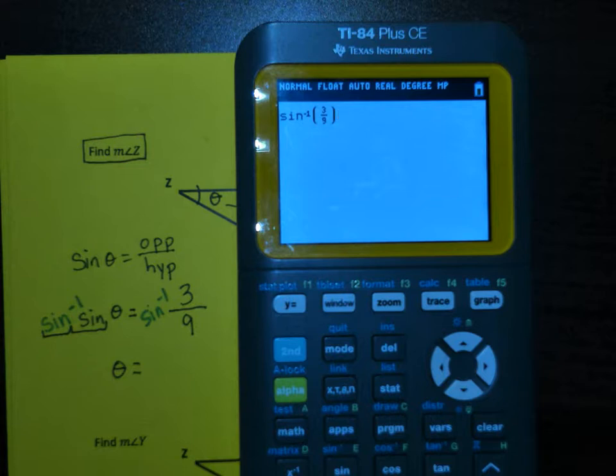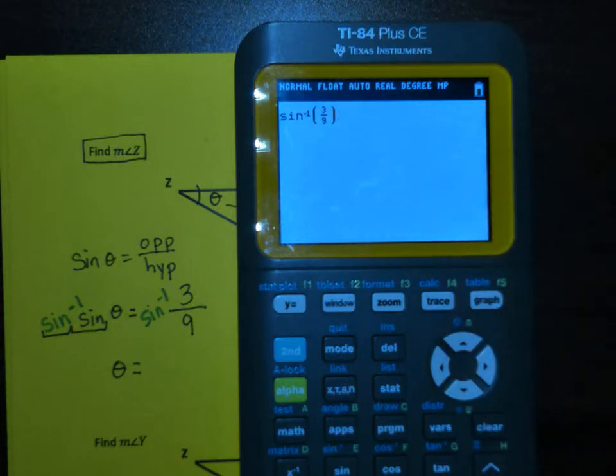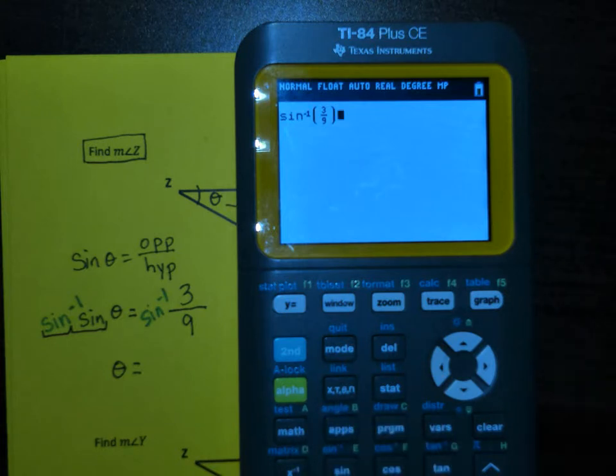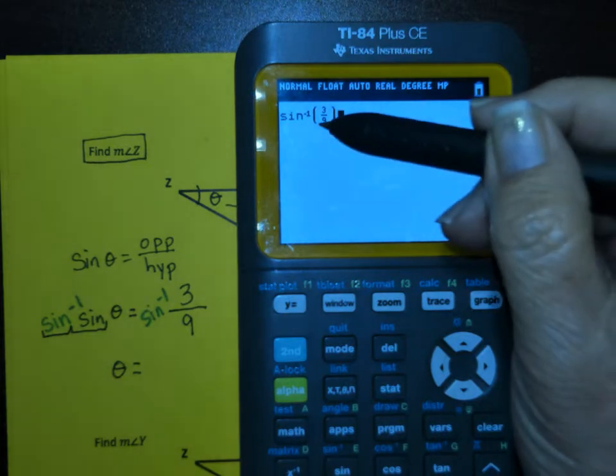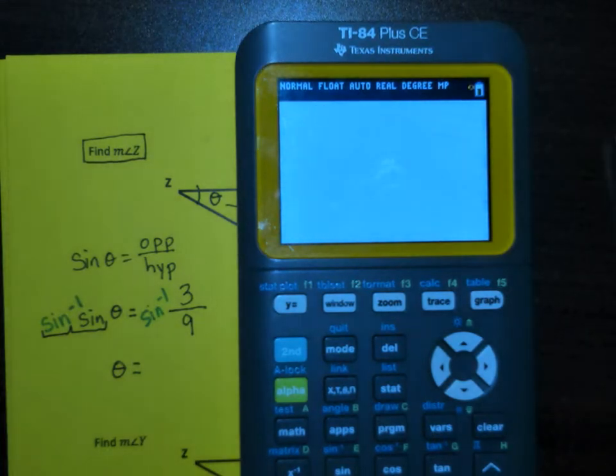Now, if you actually just have a 3 and 9 and you type 3 divided by 9, your calculator is going to be okay with that one. But when we do our IXL and you get some square roots and some other more complicated numbers, your calculator's going to want it written like that. So we just might as well get used to it. Then we're going to hit enter.